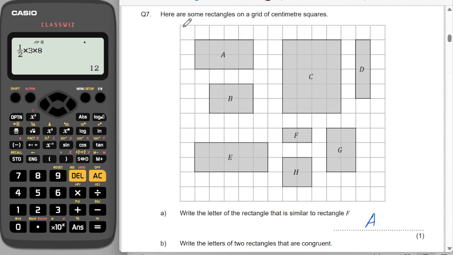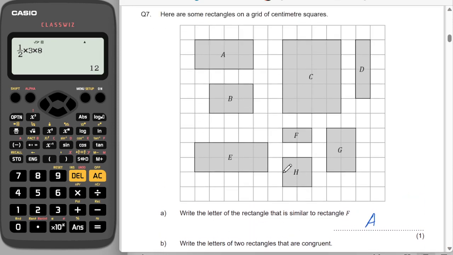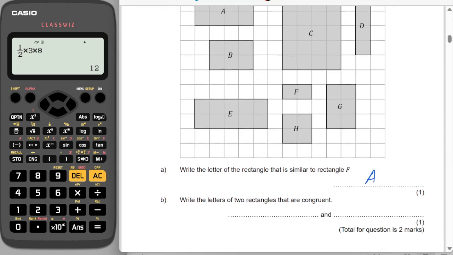Write down the letter of 2 rectangles that are congruent, so that's going to be the same size and shape. There can be a rotation. So that would be B and G.